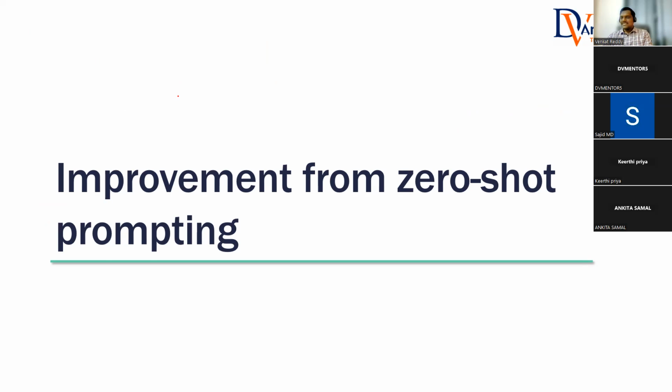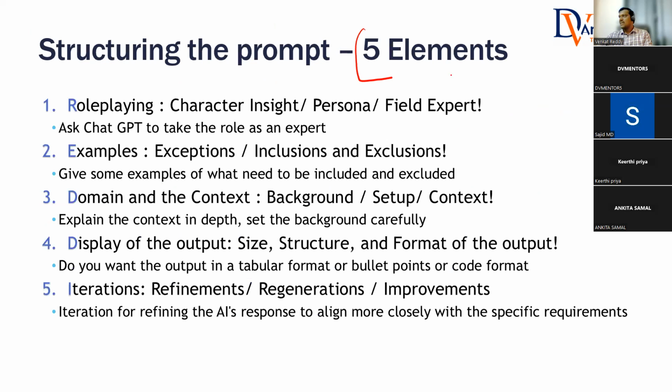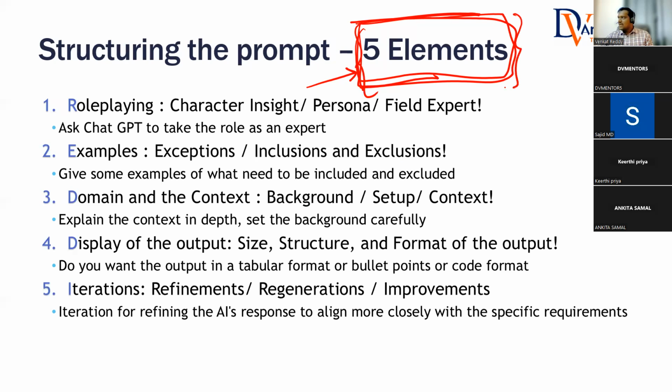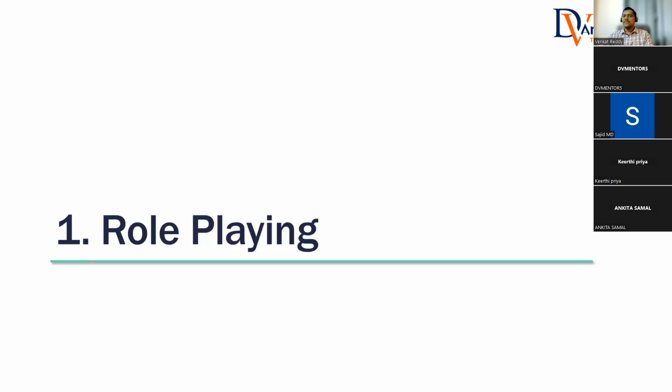The structure that I gave you has five elements. When you are giving a prompt to ChatGPT, always think about whether these five elements are there in the prompt or not. The first element is role playing. The second element is examples, then domain and context, display, and then the iterations. I'll explain them one by one. So the first one is role playing.